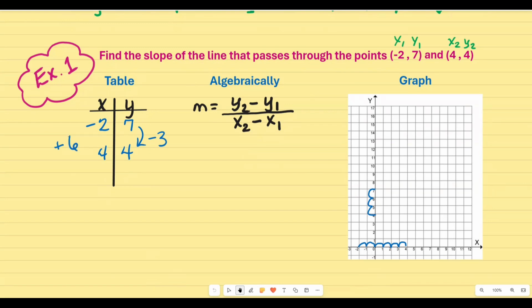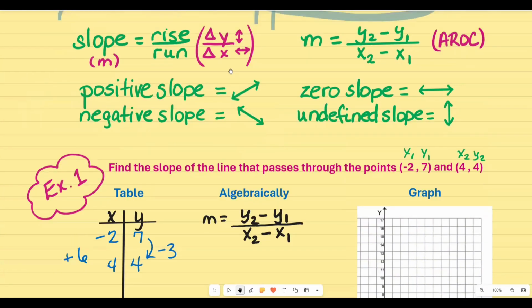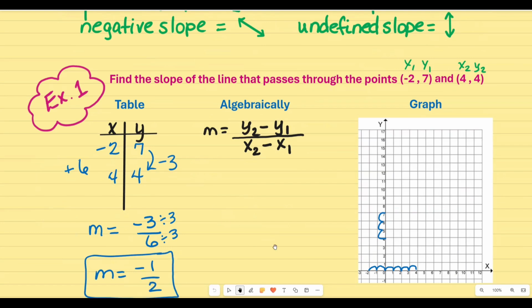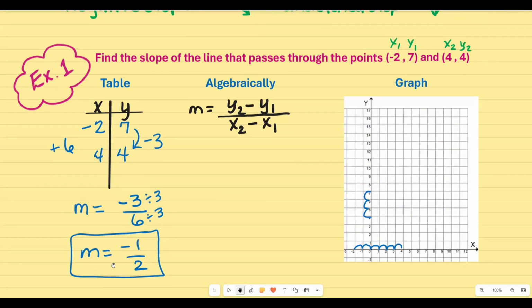I said above that our slope is rise over run. Rise is your y and run is your x. So we're going to start with the change in y, which was -3, and then the change in x was +6. You want to simplify or reduce this, so I'm going to divide both the top and the bottom by the greatest common factor, which is 3. And so I have -1 over 2. That's my slope. No matter which method I use, if I'm doing this correctly, I will get the same slope.